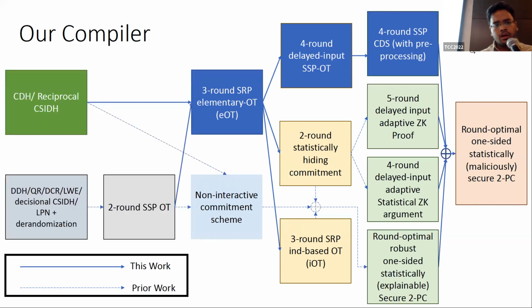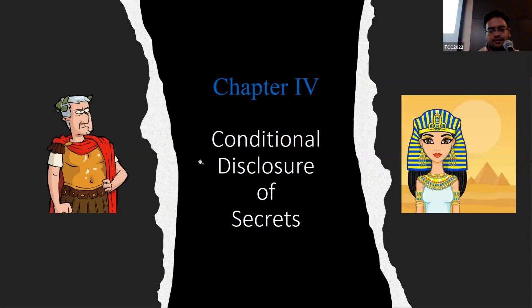And to talk about instantiations, we built this 3-round EOT from the 2-round SSPOT. And we also show you can build non-interactive commitment scheme from 2-round SSPOT. This re-obtains the result of KM20. But we also obtain new instantiations from CDH and reciprocal C side by constructing EOT and non-interactive commitment scheme from this. So let's see this CDS protocol a little bit.